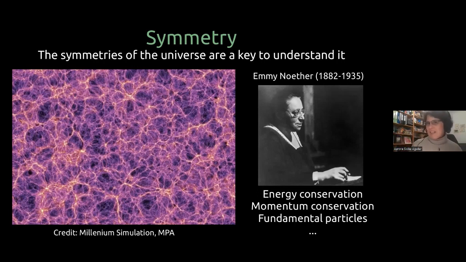So the universe is symmetric in time. We do an experiment now, we do it in 1,000 years, and then we find the same thing. This actually leads to energy conservation. We do it here, we do it in Fife, we do it in Dundee, we do it in Andromeda Galaxy, we find the same. This leads to momentum conservation, which is a really deep part of physics.